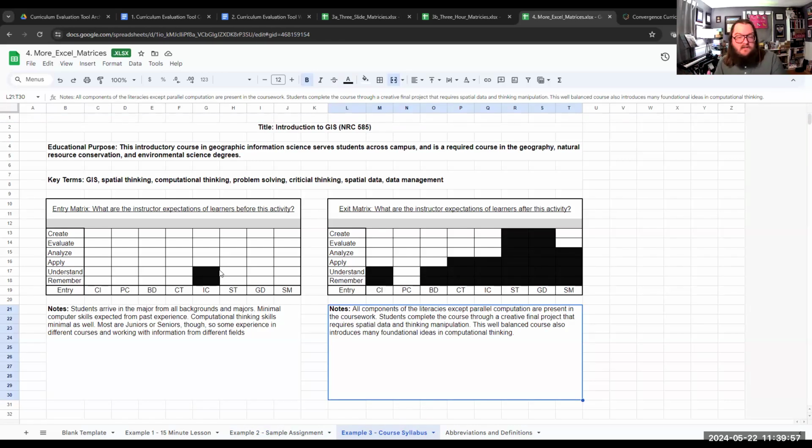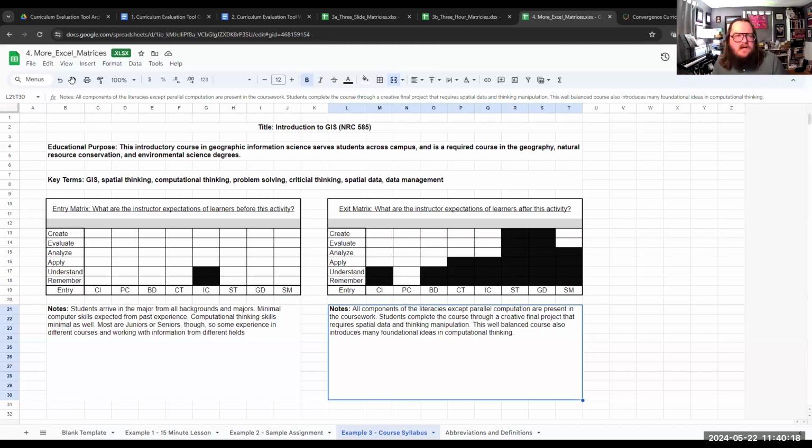But I expect that they're going to be growing a lot. They're going to be making something by the end of the course, a unique and individual combination and analysis of spatial data. Oh, look, geospatial data and spatial thinking has create levels. Perfect. I don't have any parallel computation in my Intro GIS course, so it's the same.